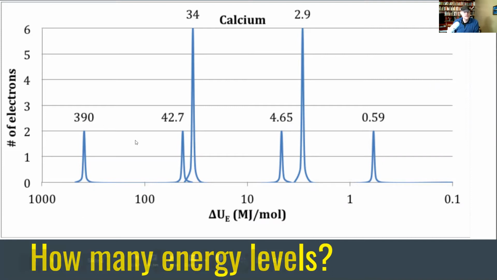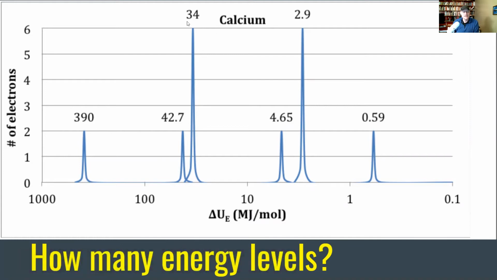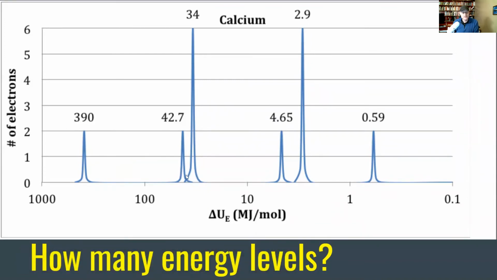We have this one being the first energy level, having the highest energy. These 2 peaks are the second energy level. These 2 peaks make the third energy level, and this makes the 4th energy level. You'll notice that I have 2 sublevels in energy level 2, and in energy level 3, I have 2 sublevels as well.